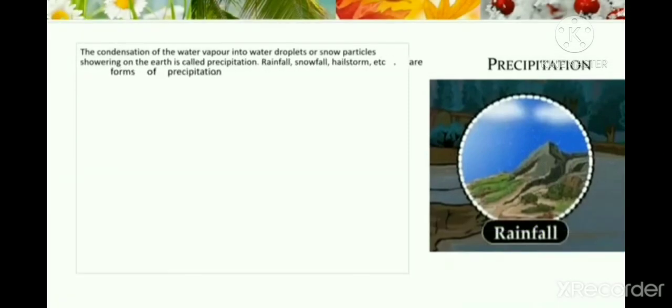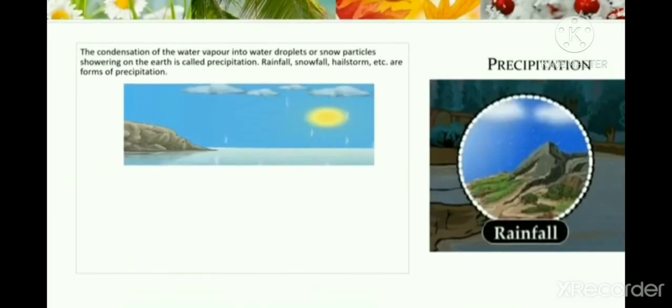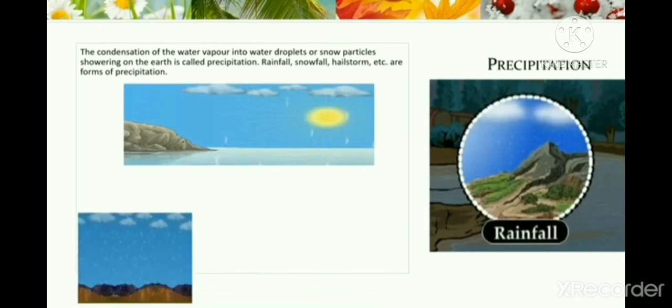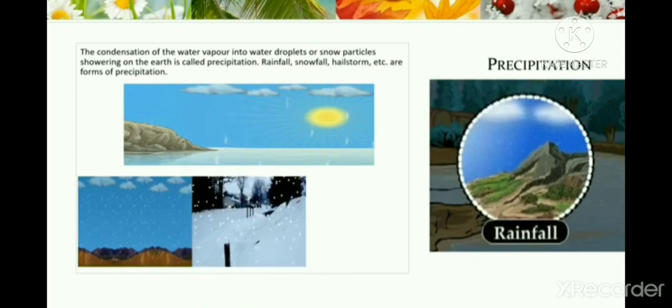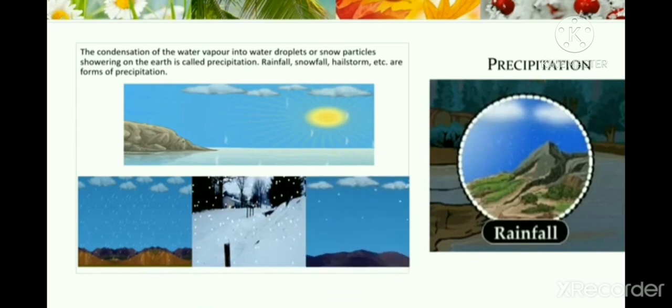Let us see the next element of weather, which is precipitation. The condensation of water vapor into water droplets or snow particles showering on the earth is called precipitation. This is the form of condensation falling on the earth in the form of rainfall, snowfall, hailstorm, etc. All of these are called precipitation.